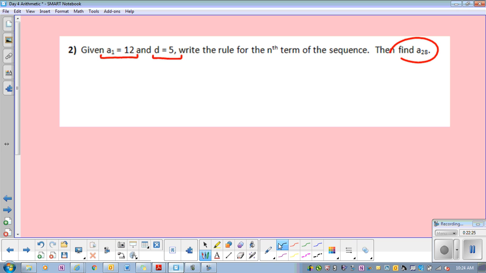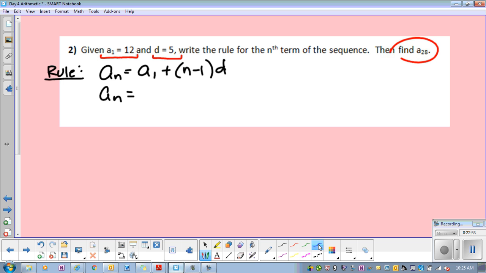So, find the rule. That means I need to plug it into that first formula. And feel free to always use your formula sheet, okay? You're going to have it on the SOLs. You can certainly have it in class. Right? So now let's see, what can I plug in? I can plug in for a sub 1, which is what? What's a sub 1? 12 plus n minus 1. And what is d? 5.